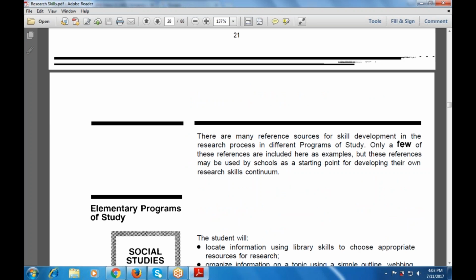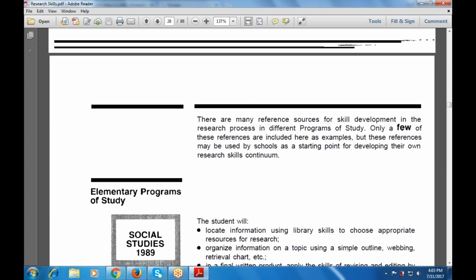There are many reference sources for skill development in the research process in different programs of study, and only a few of these references are included here as examples. These references may be used by schools as a starting point, as a meeting point for developing their own research skill continuum.